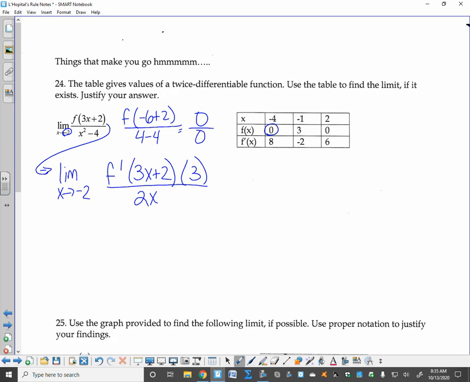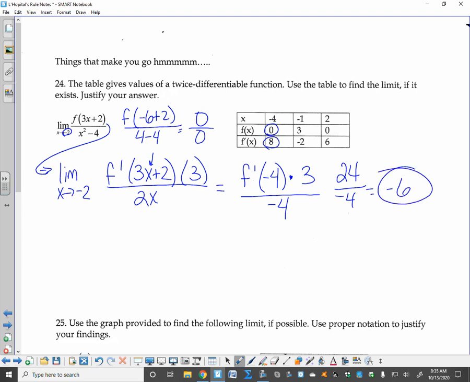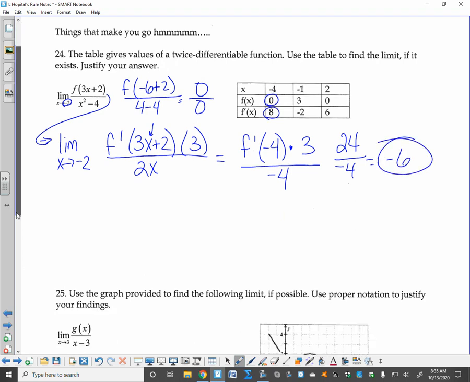Okay, so now let's find f prime of, I'm sticking a -2 in there. So -6 plus 2 is -4 times 3 over a -4. Okay, so f prime of -4 is 8, times 3 is 24 over -4, which is a -6. Good problem.